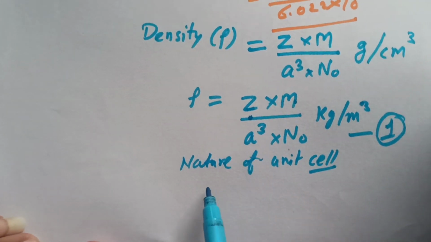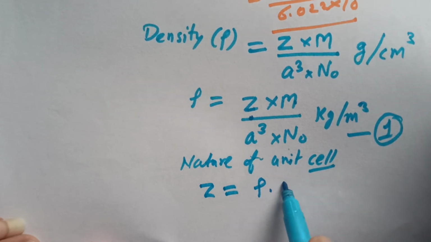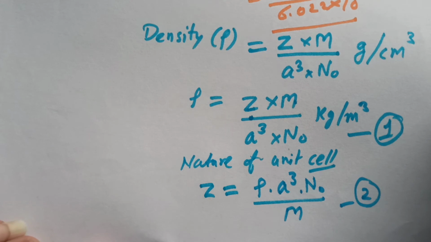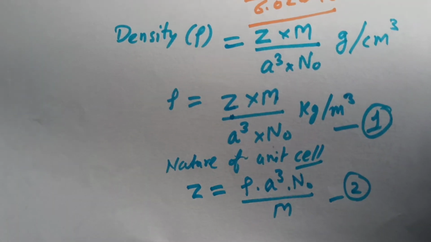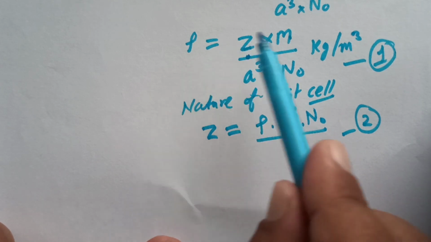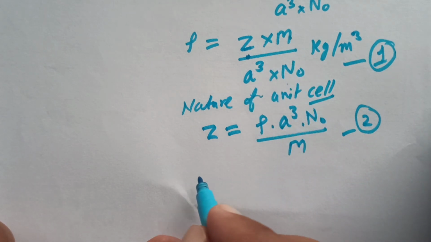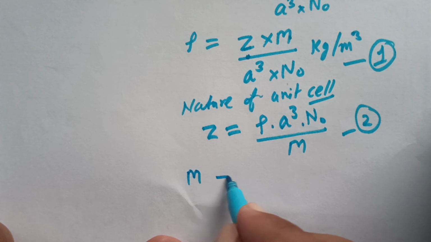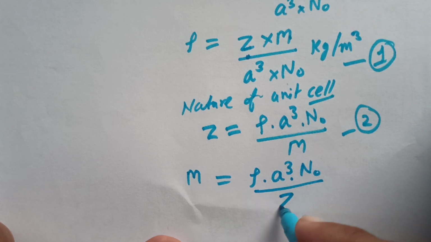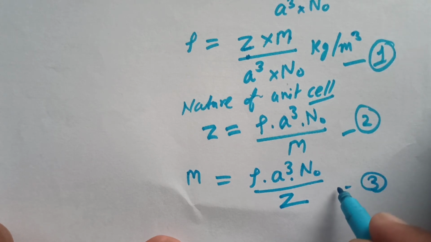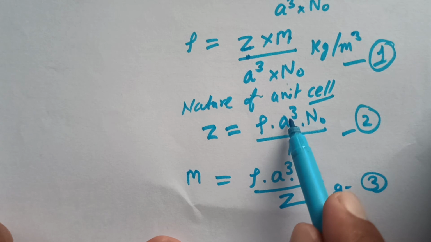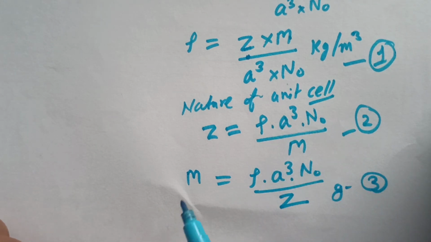So you can derive the formula from this only, Z is equal to density into A cube into N naught divided by molar mass. So this is the formula to find Z. What will Z give you? It will give you the nature of a unit cell. Now from this only they may give you the nature of unit cell and density and ask you to find the molar mass of the substance. In that case you have to write molar mass is equal to density into A cube into N naught divided by Z. So from here you will get molar mass, its answer will be in gram. Here no unit will be there with the Z value. Why? Density is mass upon volume, this is density divided by density.